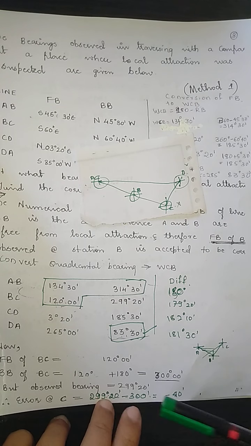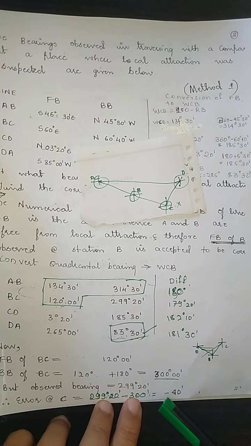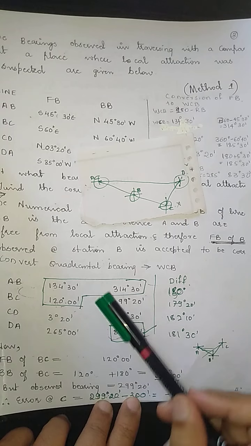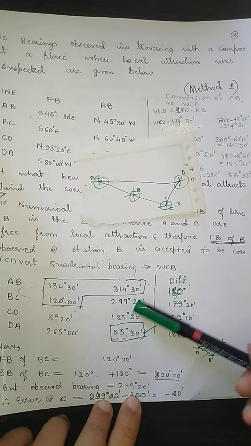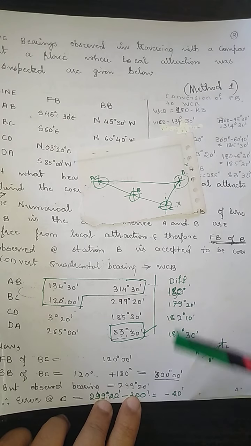The observed value minus the corrected value. So we are going to get the corrected value as minus 40 degree error. That means a minus 40 minutes shortage is there over this particular reading. So what we should do? We should add plus 40 to this particular value.